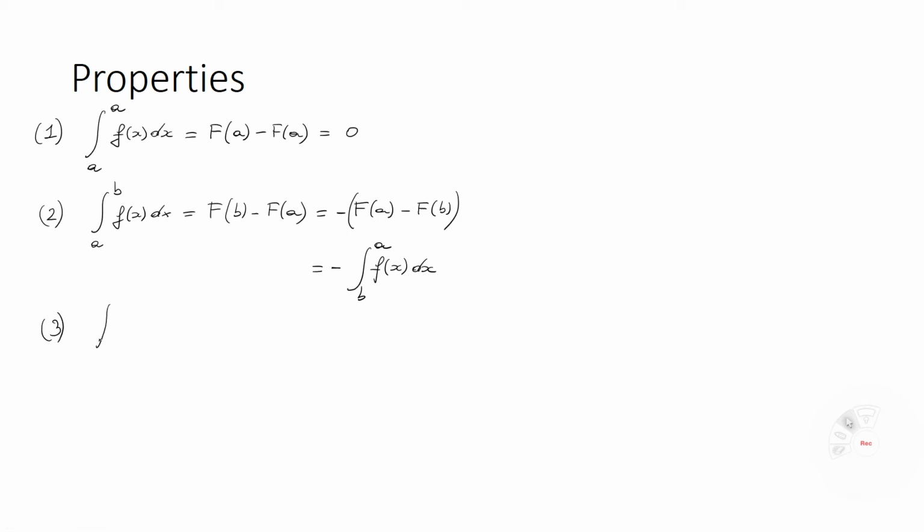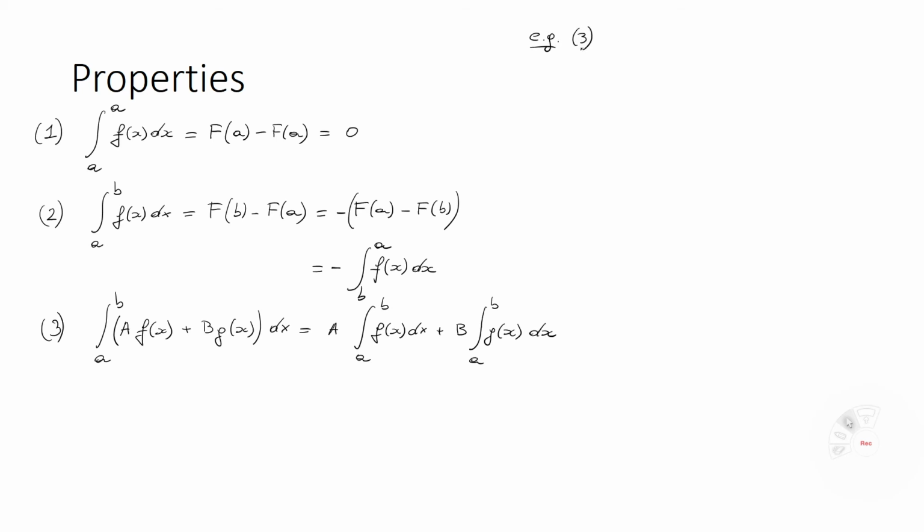Third, a very useful property. If you take the integral from a to b of a constant times a function plus another constant times another function, then you can take out the constants and take the integral of each of the functions like this. So for example, this is an example of rule number 3.